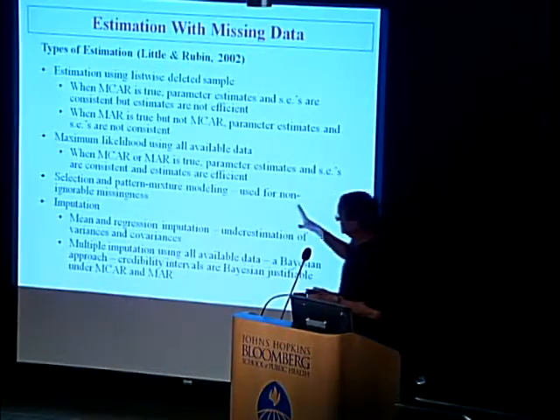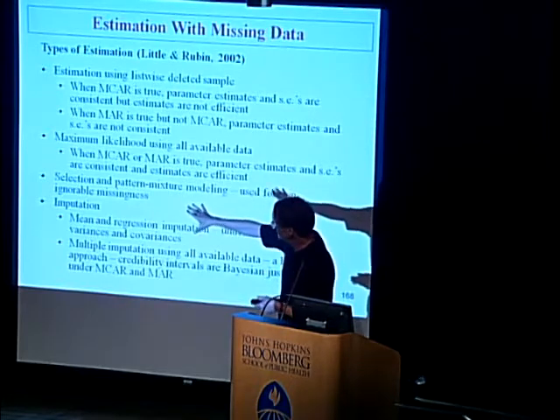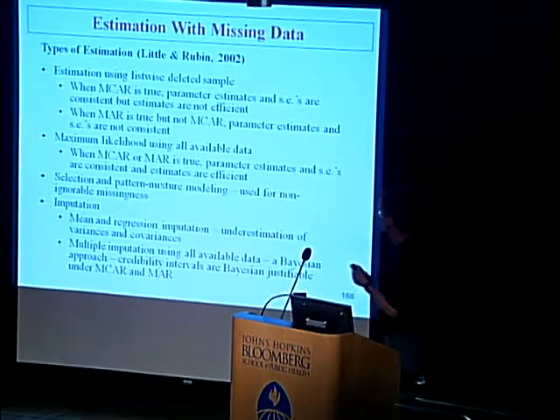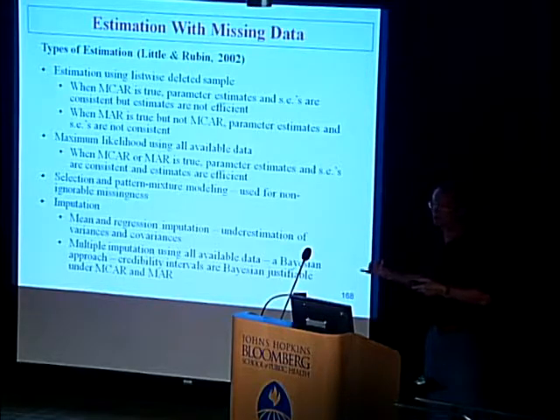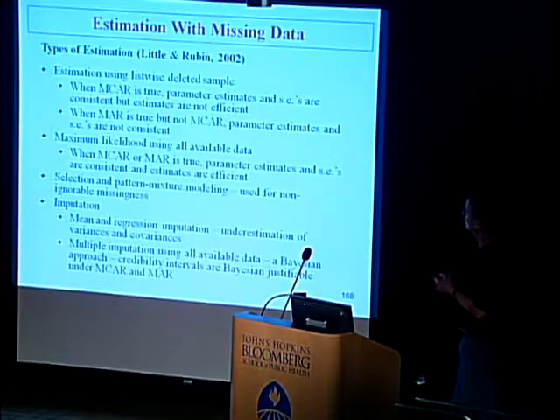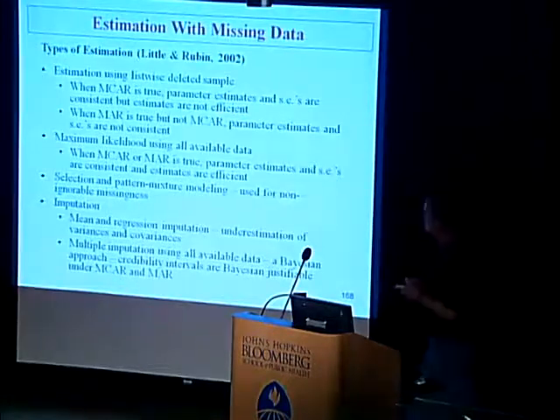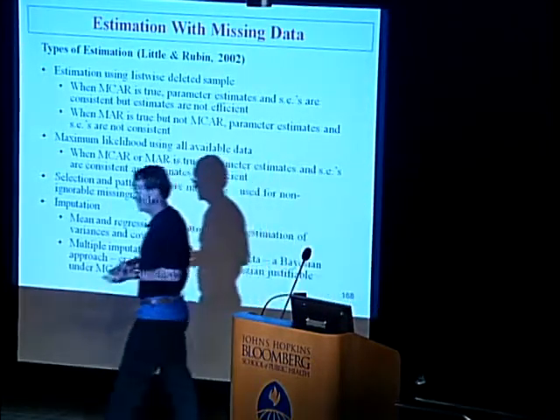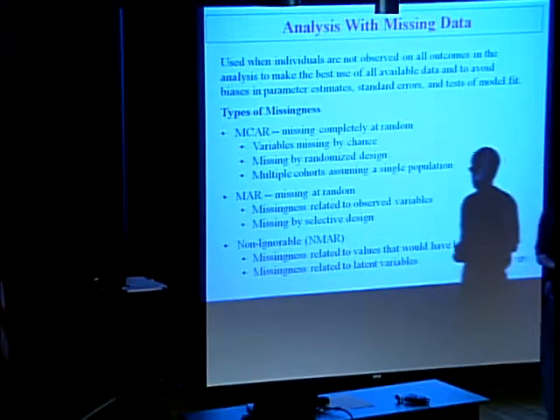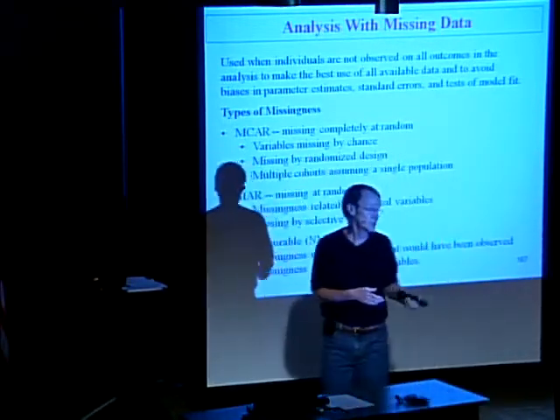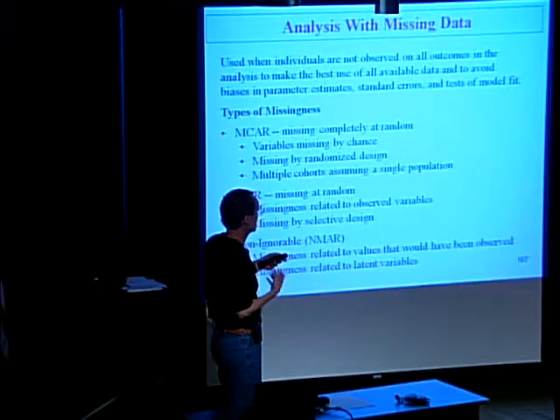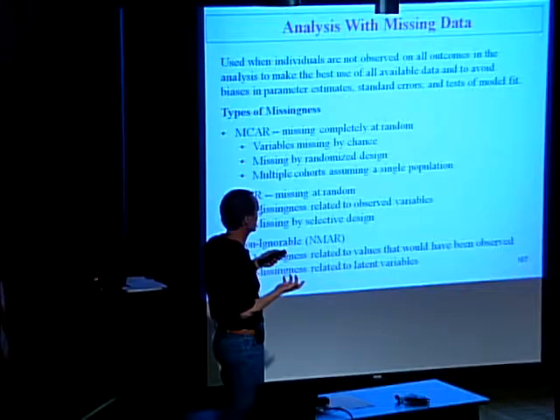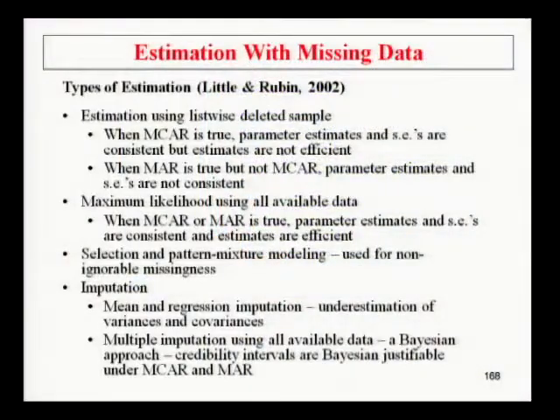Let's contrast that list-wise behavior with the missing data situation. If MCAR is true, parameter estimates and standard errors are consistent. That is, they're okay. Parameter estimates and standard errors are okay, but estimates are not efficient. That means that the standard errors are unnecessarily large, as you might imagine. Inefficient means standard errors are unnecessarily large. That is, sample size gets depleted by list-wise deletion, therefore the standard errors are too large.